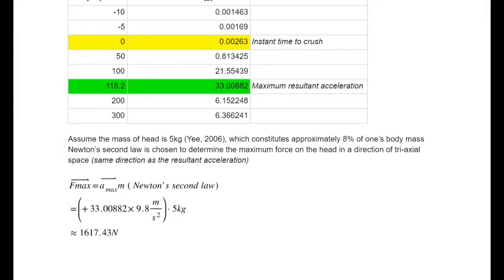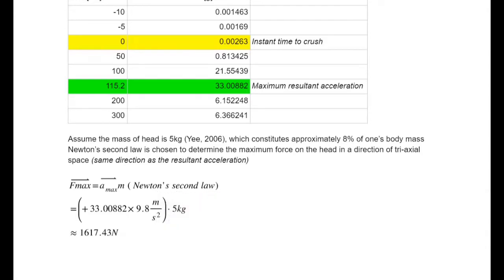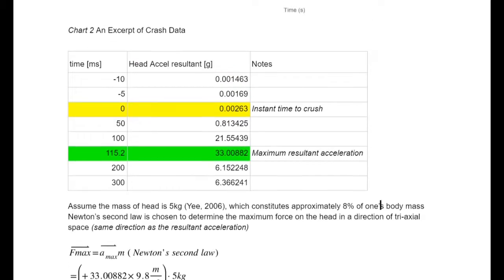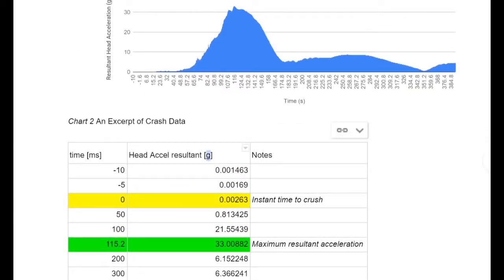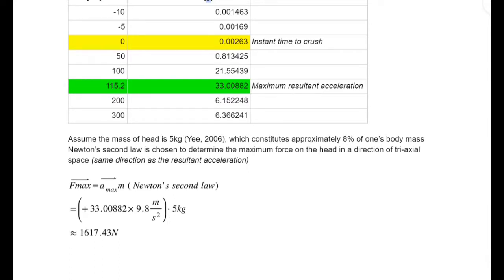So we assume the mass of the HAT is 5 kg, and due to Newton's second law, the maximum force related to the maximum resultant acceleration on the HAT, in the direction of triaxial space, which is the same direction as the resultant acceleration, is F max equals A max times m. So 33.98, remember the unit is in Earth gravitational field, times meters per second squared, times 5 kg. And that's going to give us 1617 newtons.